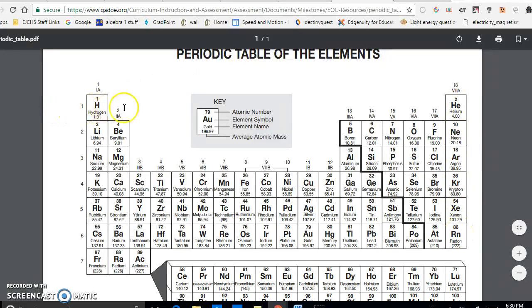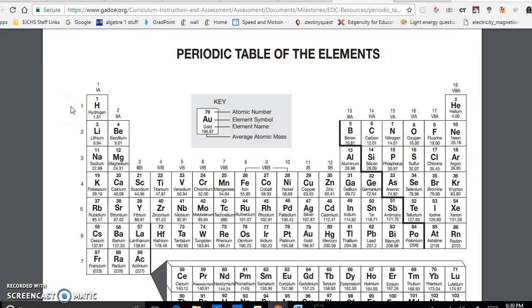The rows, which are the horizontal straight across rows, are going to tell you how many energy levels an atom has. So the first row has 1 energy level, and that's only hydrogen and helium. The second row, from lithium, beryllium, boron, carbon, nitrogen, oxygen, fluorine, and neon, are going to have 2 energy levels. Your third is going to have 3 energy levels, and I doubt that your teacher is going to have you do any more of them, but this row has 4. This row has 5, this one has 6, and this one has 7. And it has the numbers written on there. It's just that you have to know that.